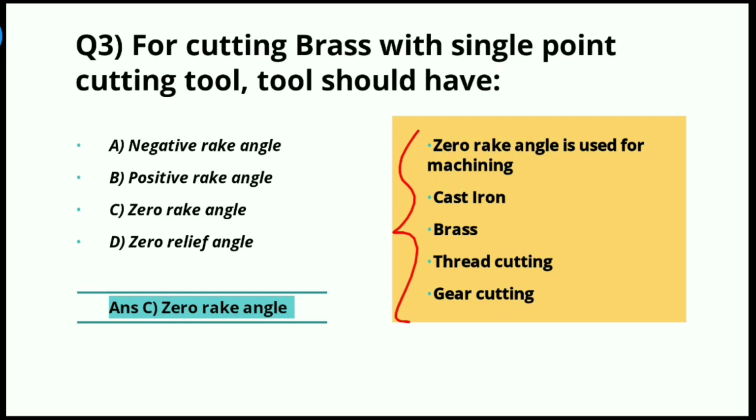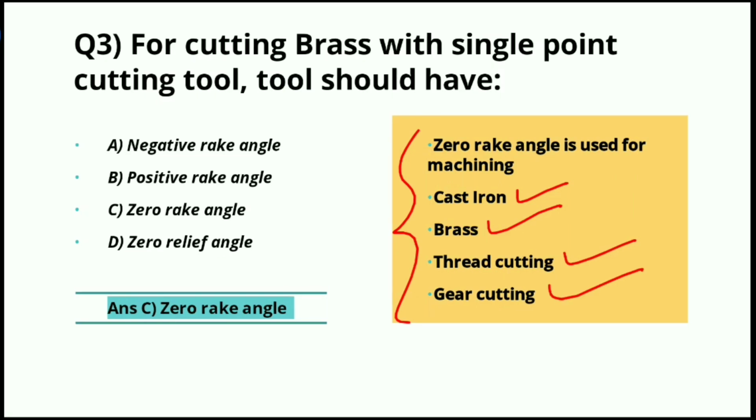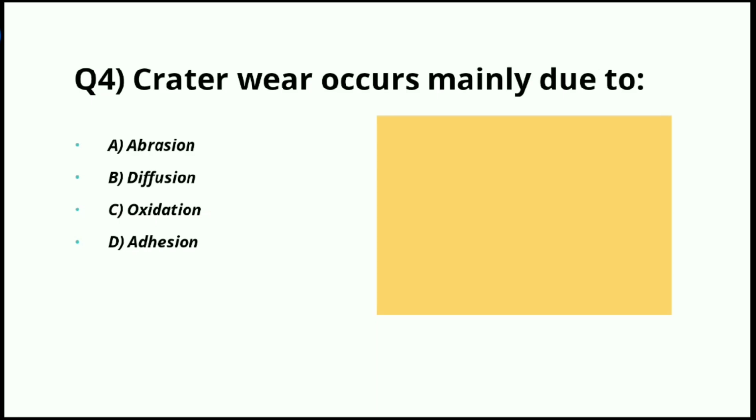Zero rake angle is particularly used for machining of cast iron, brass, thread cutting and gear cutting. Here we have been asked for machining of brass. So the right answer is part C, zero rake angle. Now we will see our next question. Crater wear occurs mainly due to abrasion, diffusion, oxidation or adhesion. The right answer for this question is part B, diffusion.